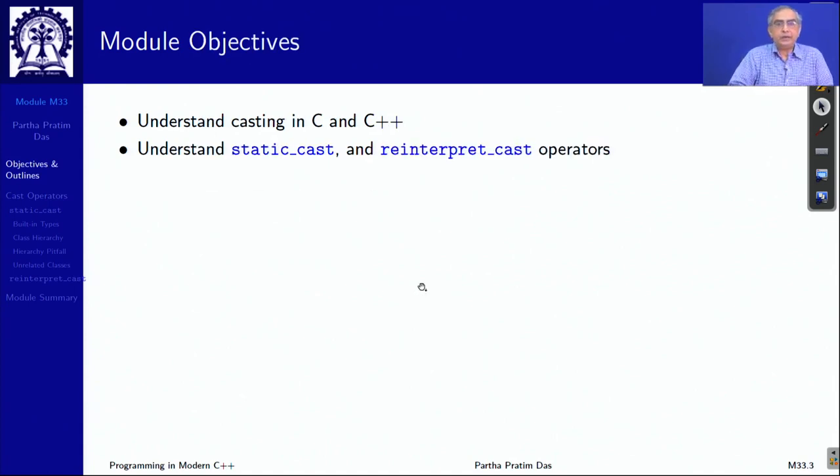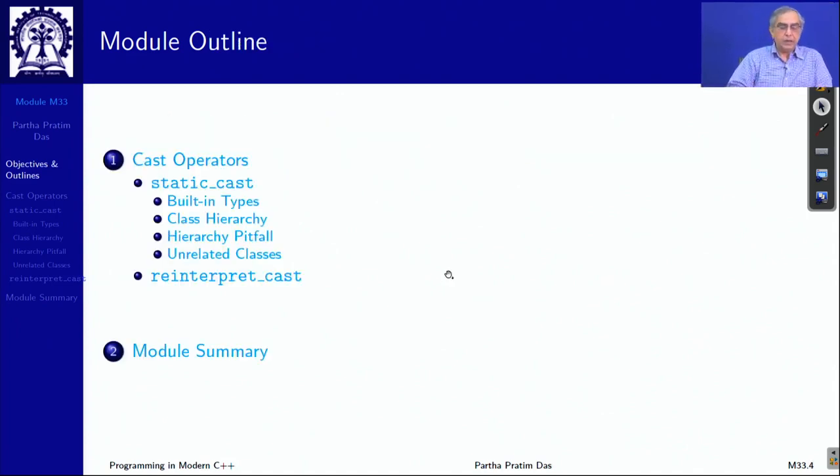In the present module, we will continue on this and we will take a look at two other operators, static cast and reinterpret cast. So, this is the outline which will be on the left panel as usual.